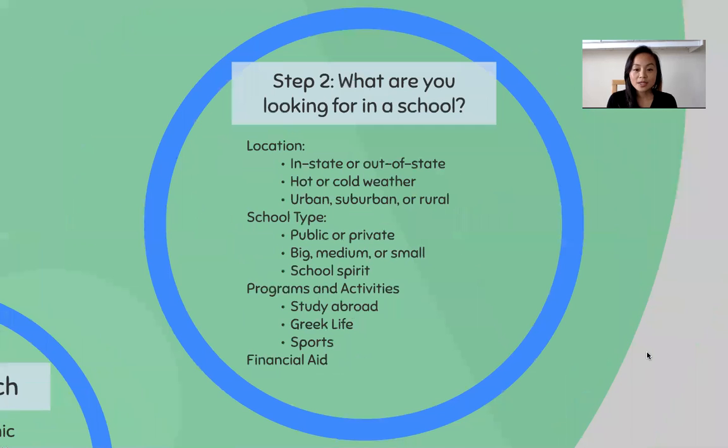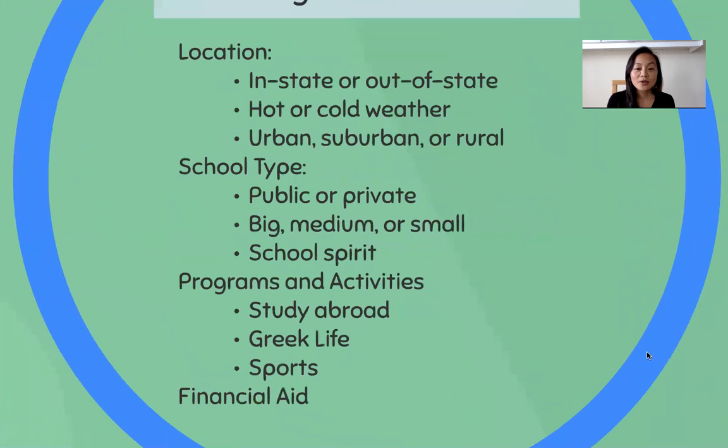And step 2 is, think about what you're looking for in a school. So you want to think about location. Do you want to go somewhere far away from home? Do you care if it's going to be snowy or hot? Me, I grew up in San Francisco with city life, and that's what I'm used to, and that's what I wanted for college. For some of my friends, they want to get out of the city, maybe somewhere more suburban where life was a little slower. So think about what you look for.